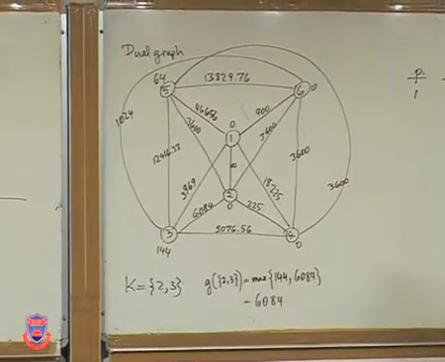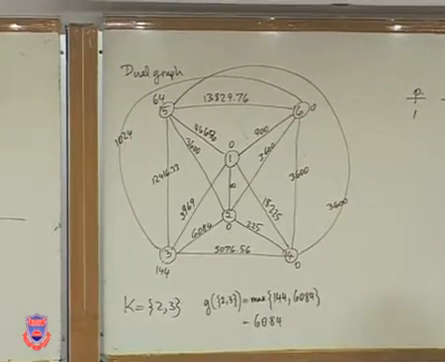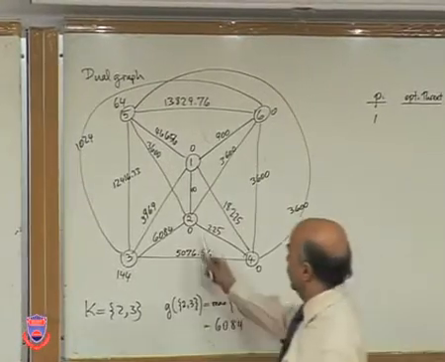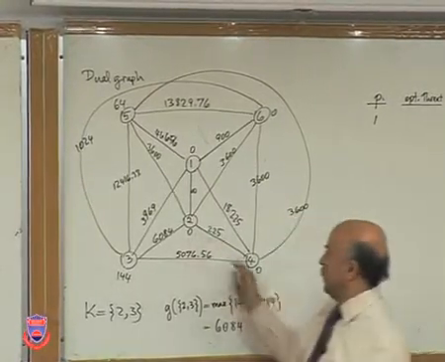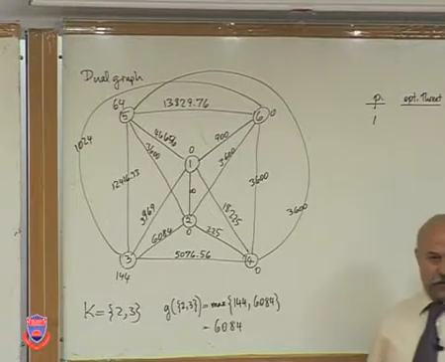Which one is the best choice? It could be 2, 4. 1, 4? 2, 4. Yeah, 2, 4 seems to be the best choice. Okay?